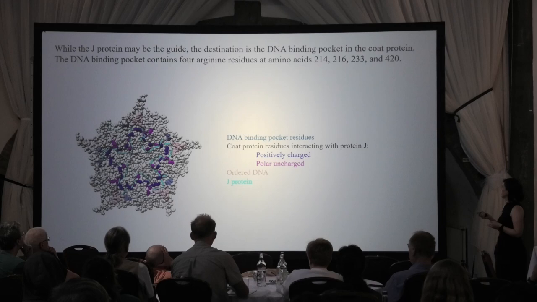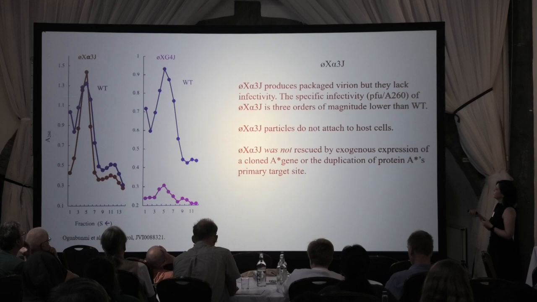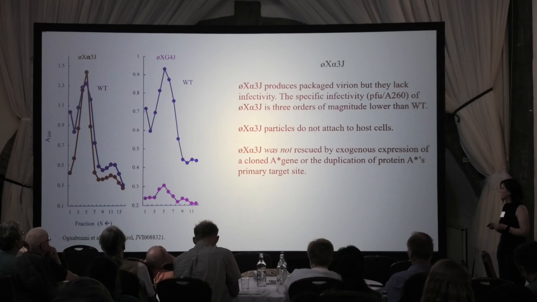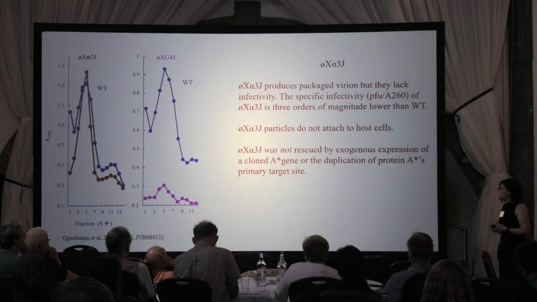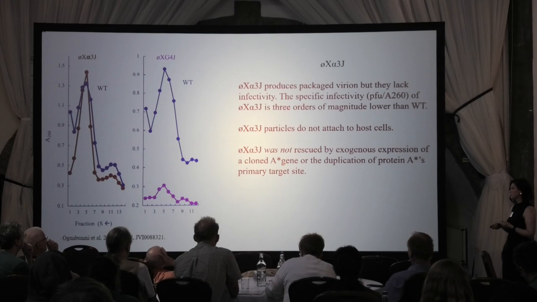And then we have PhyX-alpha-3J. And we can see that PhyX-alpha-3J produces beautiful virion peaks similar to that of wild type. But these viral particles were less infectious than wild type. And they also were not attaching to their host cells. This was not rescued by either of the A*STAR mechanisms, and it was actually rescued by secondary mutations within the coat protein that participate in interactions with the J protein.